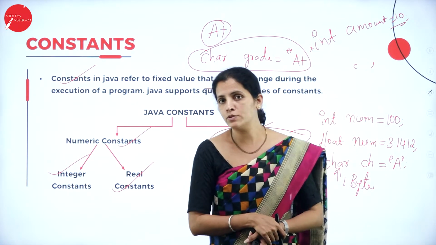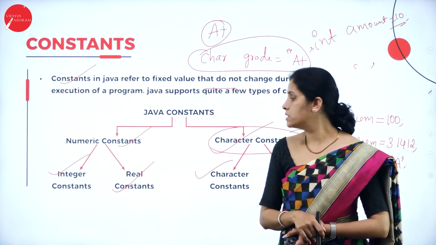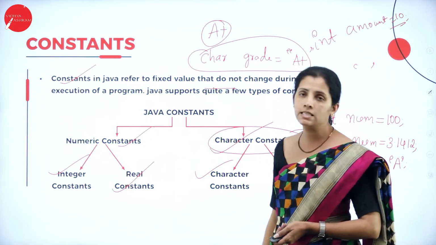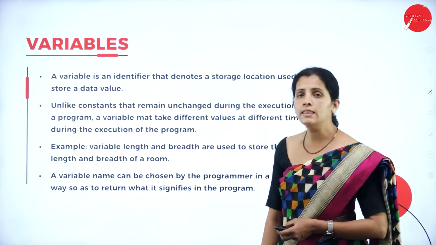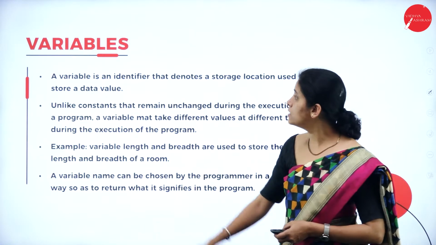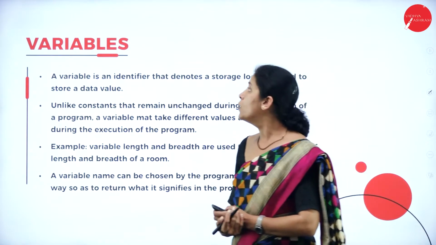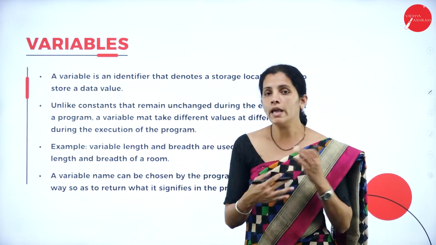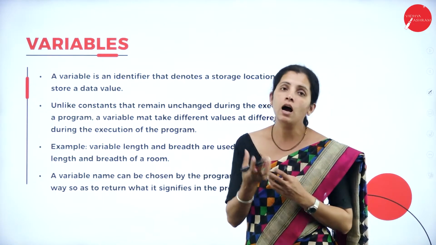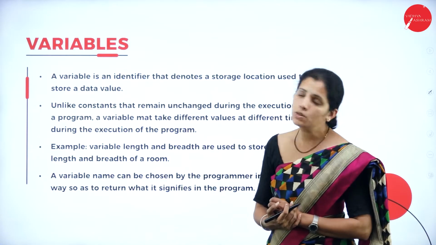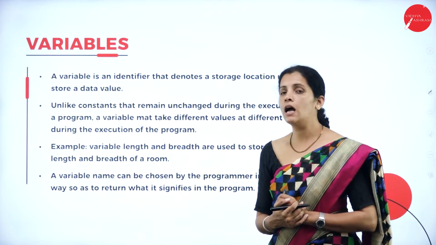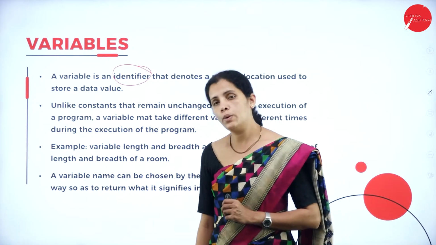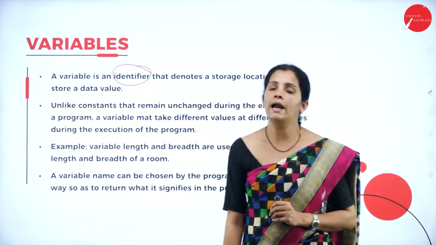And what are the different types of constants? We discussed numerical or numeric constants as well as character constants. Now I'm going to take up another topic of the day: variables. So what are variables? Vary in the sense that the values are going to vary. So what is a variable here? Variables are nothing but identifiers.